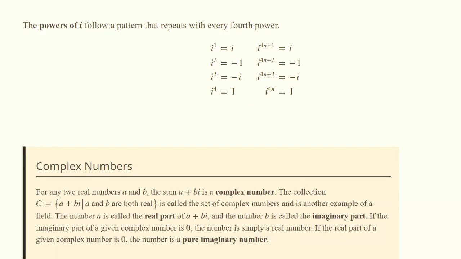The number a is called the real part of a plus bi, and the b is called the imaginary part. If the imaginary part of a given complex number is 0, the number is simply a real number. If the real part of a given complex number is 0, the number is a pure imaginary number. That got wordy, didn't it?